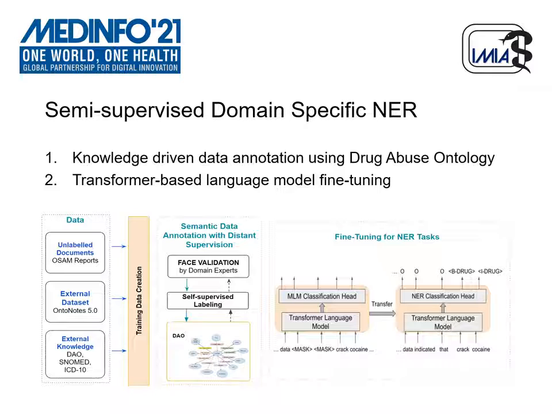In this work, we develop a semi-supervised, domain-specific named entity recognition model to combat the limitations of current named entity recognition models. Our approach consists of 2 parts. The first part assigns generic named entity labels and domain-specific entity labels from a drug abuse ontology to create our training data set. The second part fine-tunes a state-of-the-art transformer model that is commonly used for natural language processing tasks. Together, this creates our approach to create a domain-specific named entity recognition model that we can use to extract information from epidemiology text.